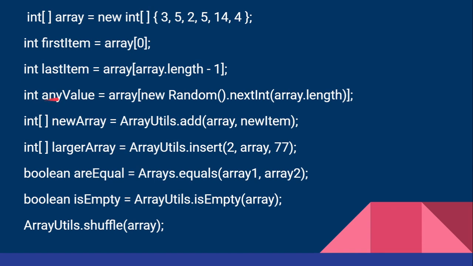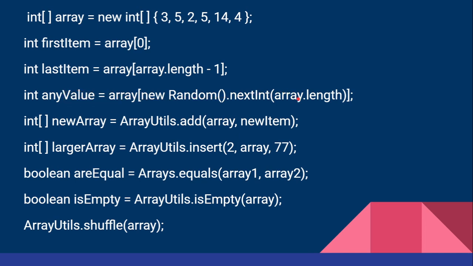Next one, int anyValue. This function will take any element from the given array. So array[new Random().nextInt(array.length)]. What this statement explains is that array.length is the length of the array, which is 6. So in the array, using this random function, any element of this array will be fetched. That is the function of this statement. It will fetch any value randomly from the array elements.